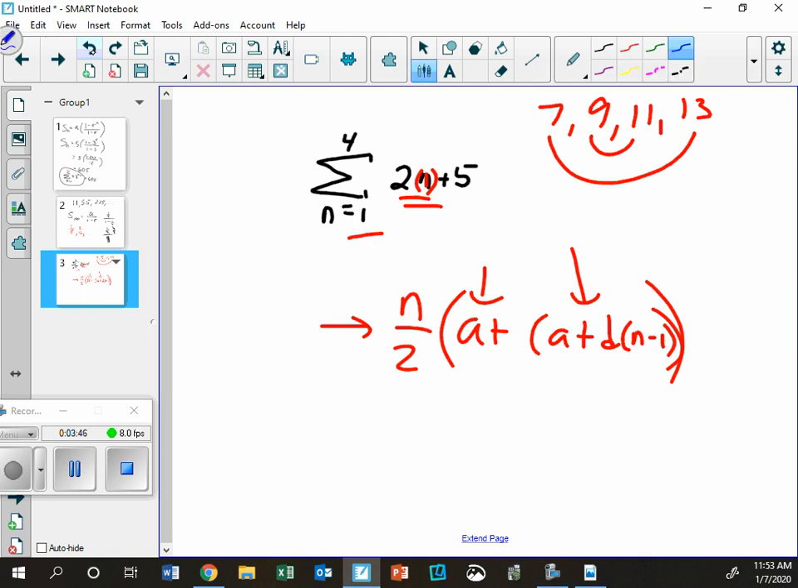All right, how many things were there? 4, so you put that in the n spot. What was a? It was the first number. What was a again? It was the first number again. And then d, well, that's the common difference. It's what you added every time, which was 2. And then n minus 1, what is n again? It was 4. Let's see if this actually worked.